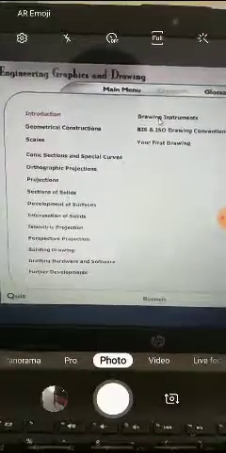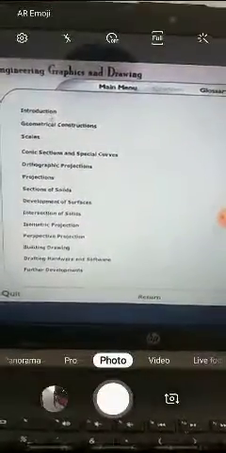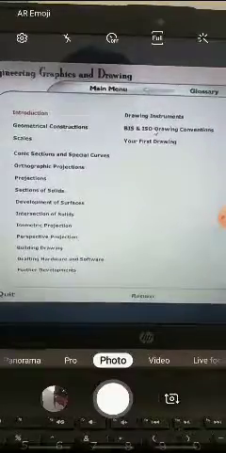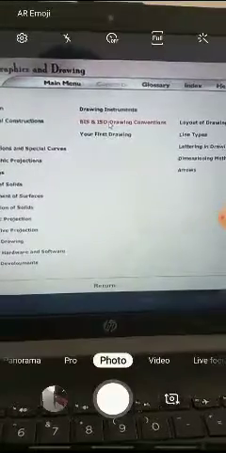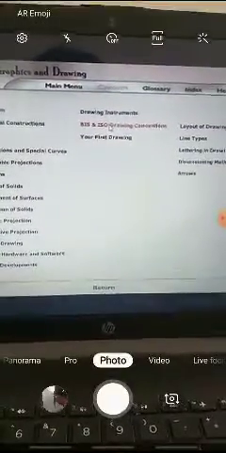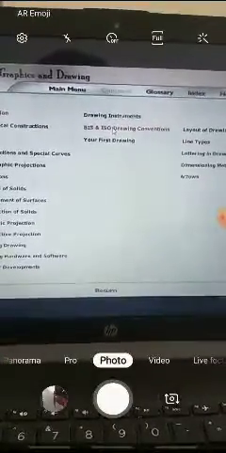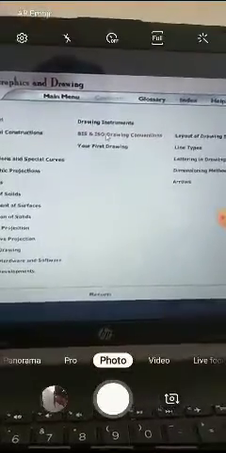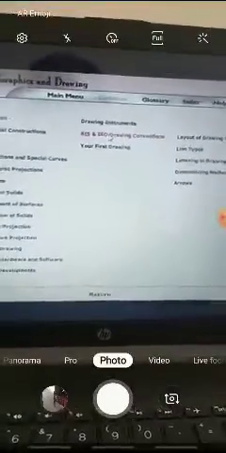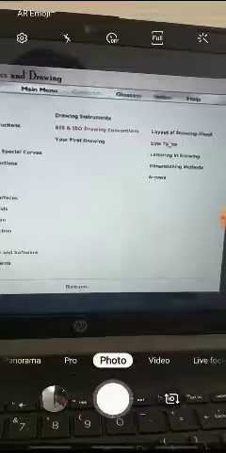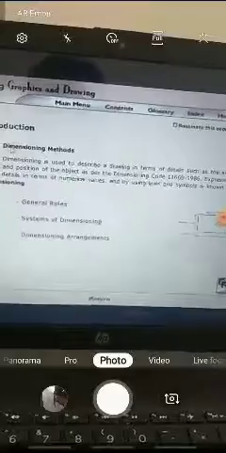In that, drawing instruments we have already discussed. Previously we have discussed drawing instruments, BIS, IS for drawing conventions. In that, the layout of the drawing sheet is completed, line types are discussed, and lettering in drawing is also discussed. Now we are going to discuss dimensioning methods.